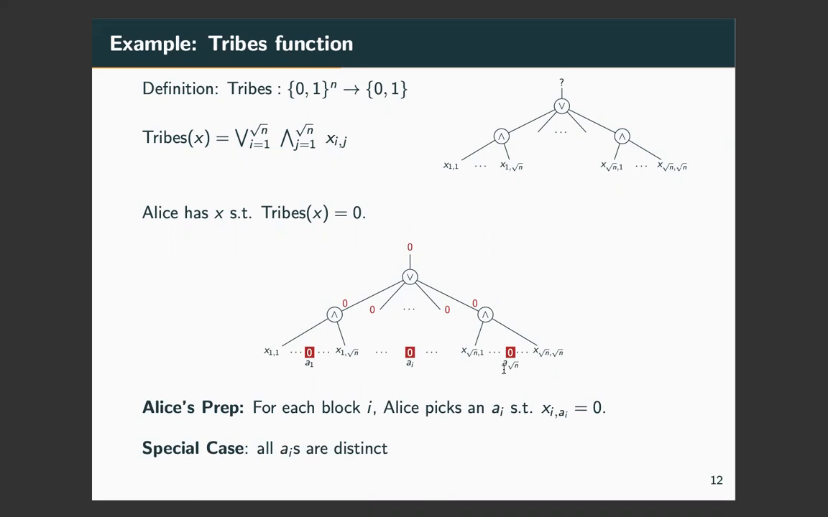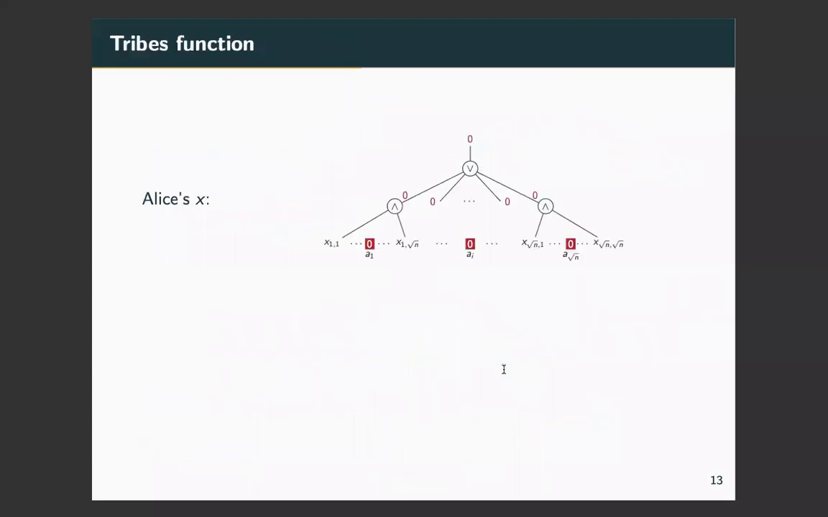Now, Alice does the following. For each block I, she picks an index AI where the input bit is 0. That is, X of I, AI is 0. For simplicity, we consider the special case where all of the AIs chosen by Alice are distinct. Thus, Alice has a bunch of AIs from A1 up to A root n, which are all distinct.